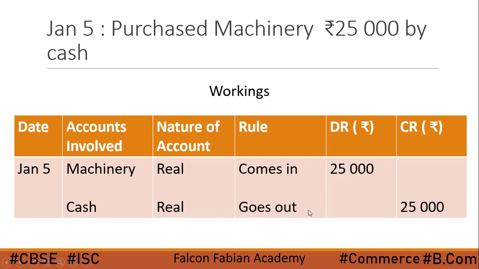Here, the cash is going out of the business. Why? Because you're paying this money to get machinery. Therefore, to cash account, you would credit the amount 25,000. Let's do it one more time.